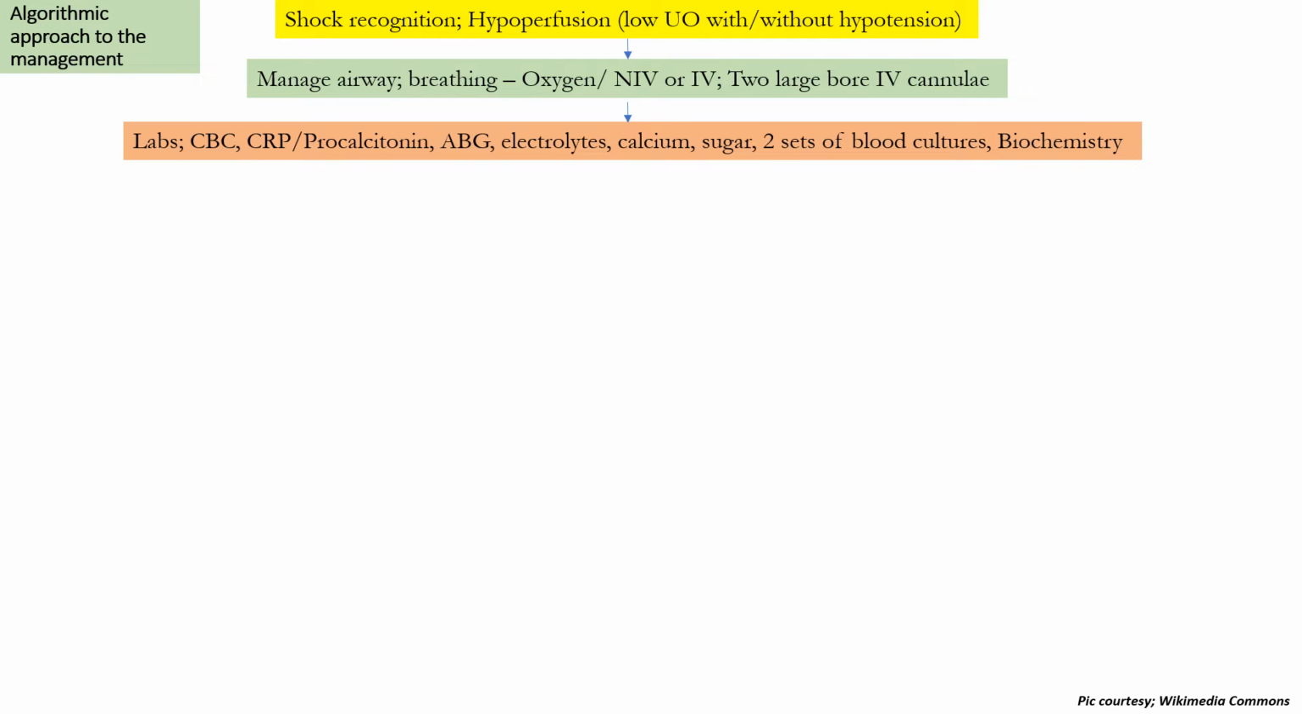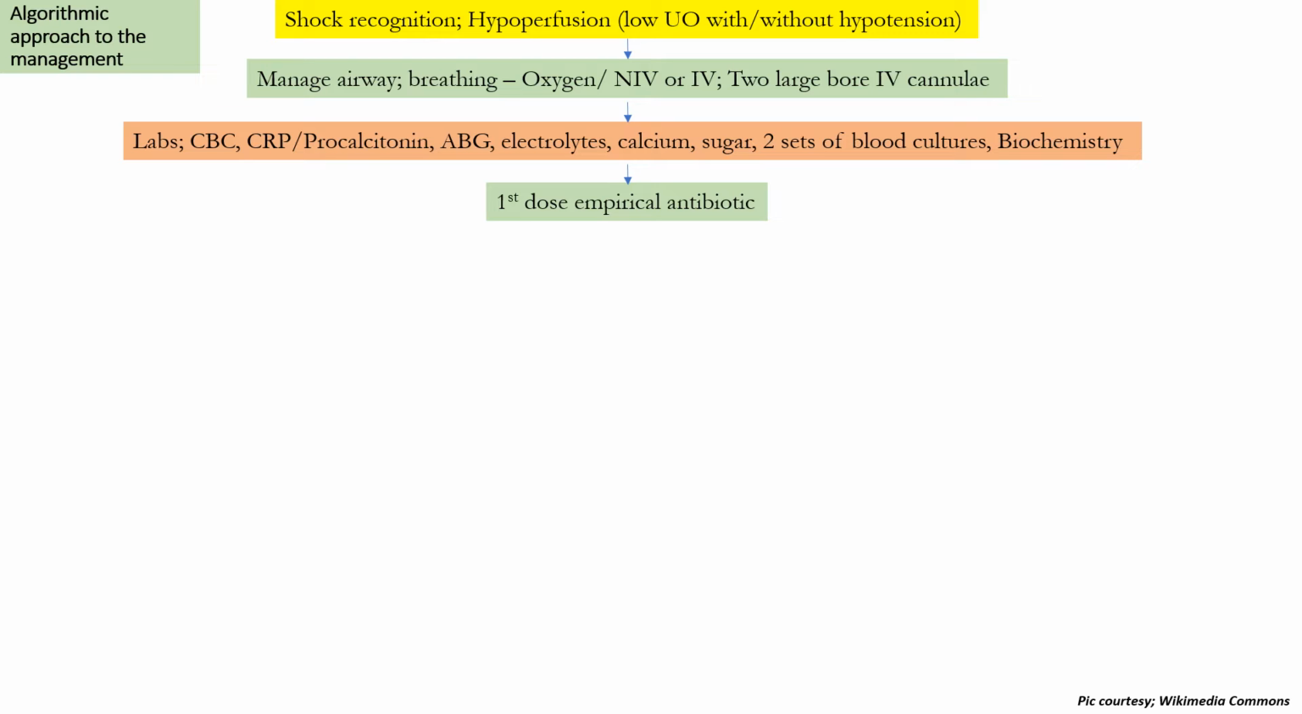Obtain lab values of CBC, CRP or procalcitonin, ABG, electrolytes, calcium, sugar, and 2 sets of blood cultures, one aerobic and the other anaerobic. Biochemistry for determining organ dysfunction, to ensure whether the antibiotics would get excreted properly or not. That is liver function test and renal function test.